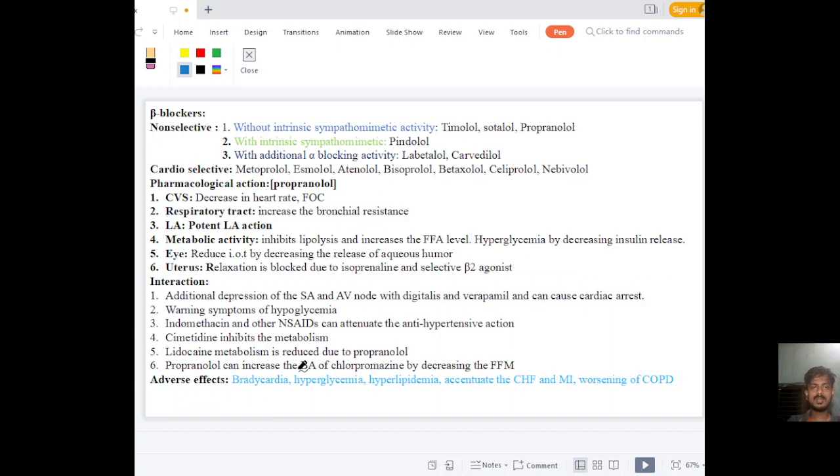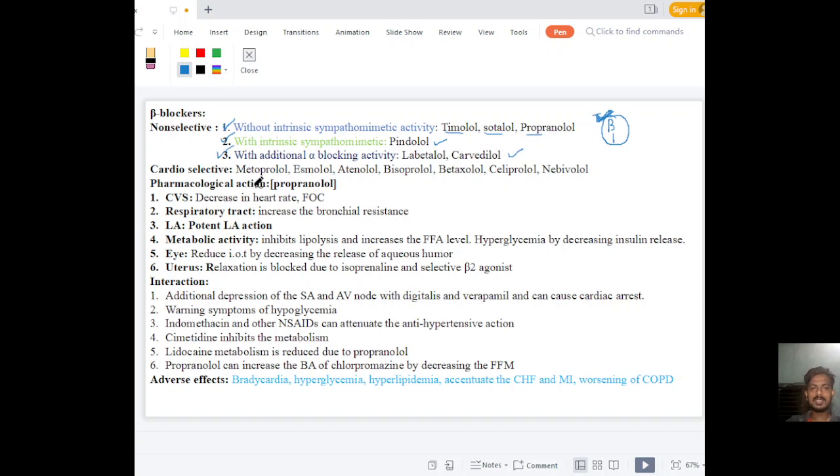So let us discuss beta blockers. As I told you, beta 1 is the major receptor for increasing blood pressure. Other than beta 1, beta 2 is responsible for vasodilation. If you block the beta 2 receptor, that also leads to development of increased blood pressure. Beta 1 directly increases the blood pressure. The classification of beta blockers is basically three types: without intrinsic activity, with intrinsic activity, and with additional alpha and beta blocking activity. Without intrinsic activity are timolol, sotalol, propranolol. With intrinsic activity, pindolol. With additional alpha blocking activity, labetalol and carvedilol.